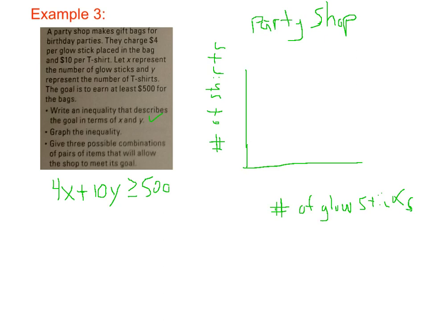I'm going to do the intervals. With the glow sticks, I'm going to go up in increments of 25. So this would be 25, 50, 75, 100, 125. I'll stop there. And then the shirts, I'm going to go up by twenties. That's 20. That's 40. And that's 60. Alright, so I'm going to create a T-chart now.